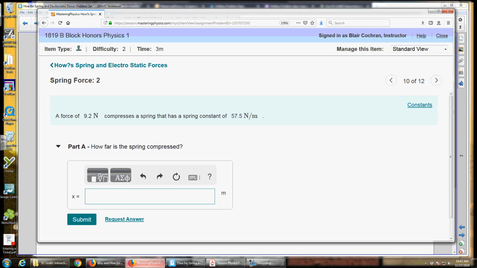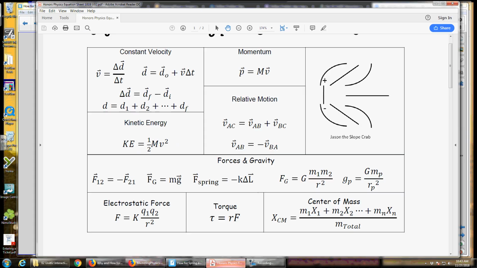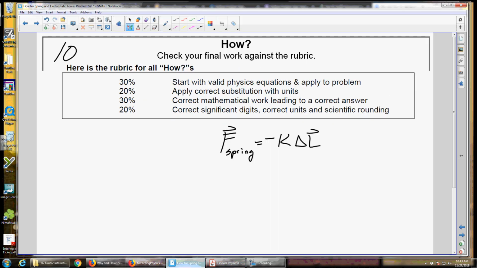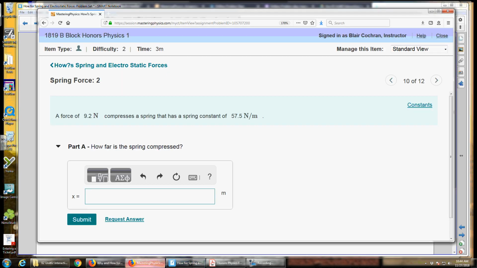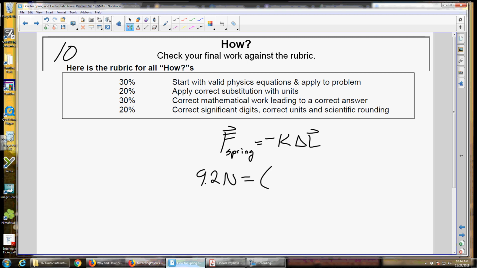So 9.2 newtons, oops, equals, and I'm going to drop that negative sign because I'm only interested in the magnitudes now. Yep, that'll do it.